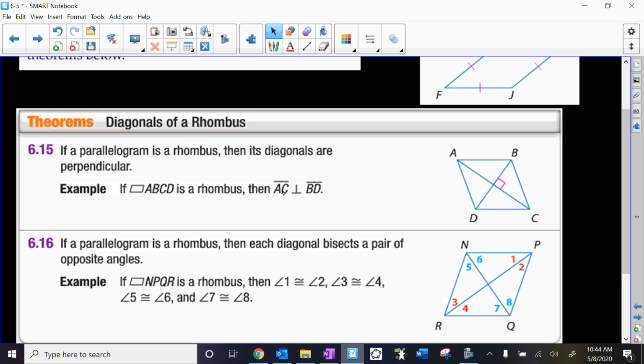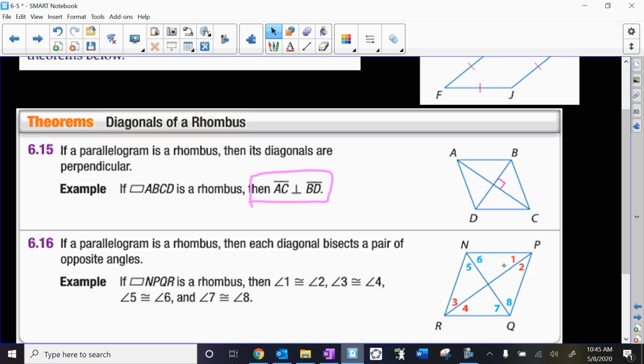Another property of a rhombus is that your diagonals are perpendicular. That's a really important one. Notice in here, segment AC is perpendicular to segment BD. Okay, so your diagonals are perpendicular, meaning I form right angles. Another important property is that your diagonals are going to bisect each angle. In other words, it's going to cut them straight in half.